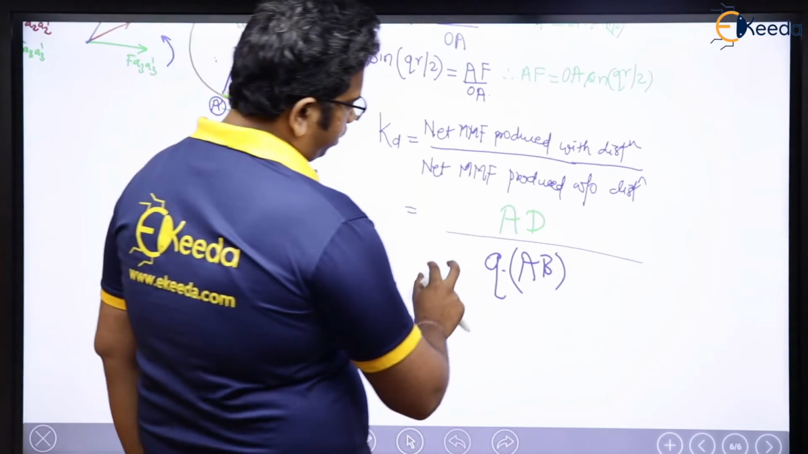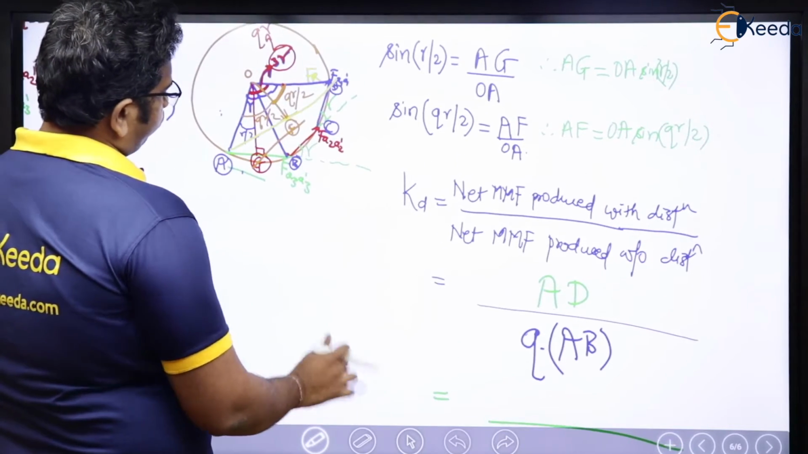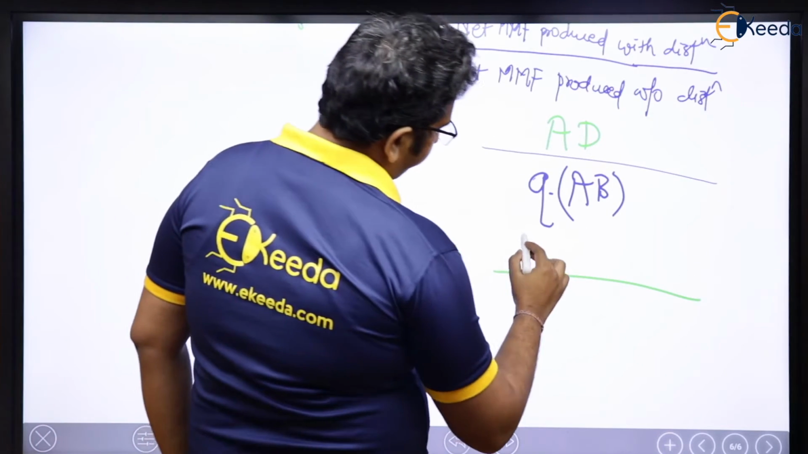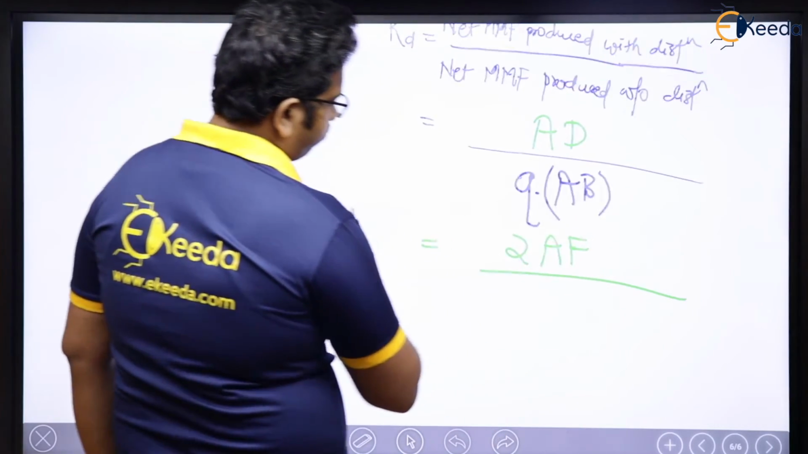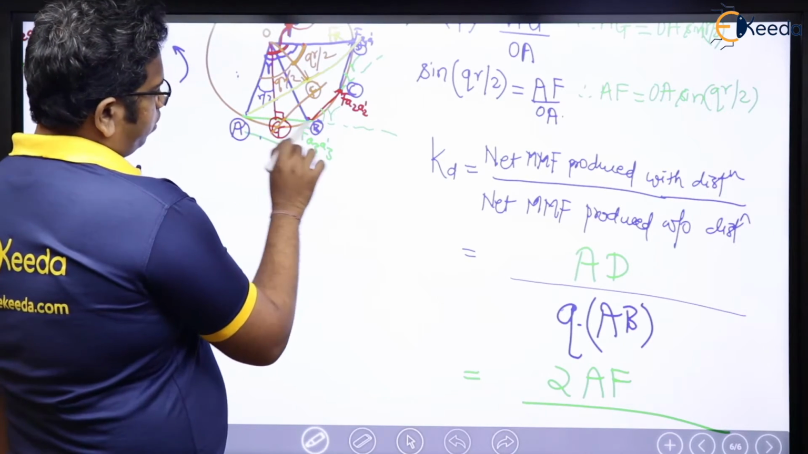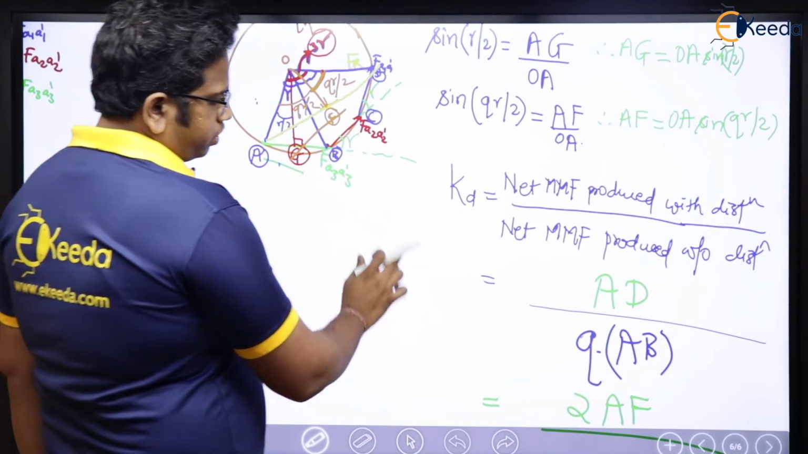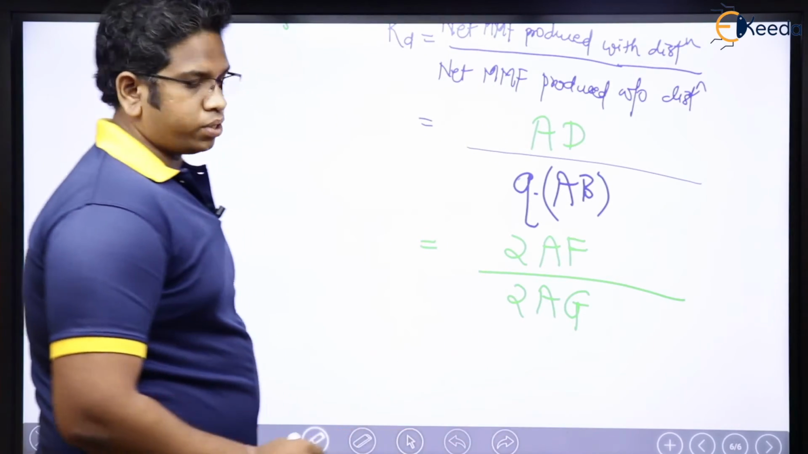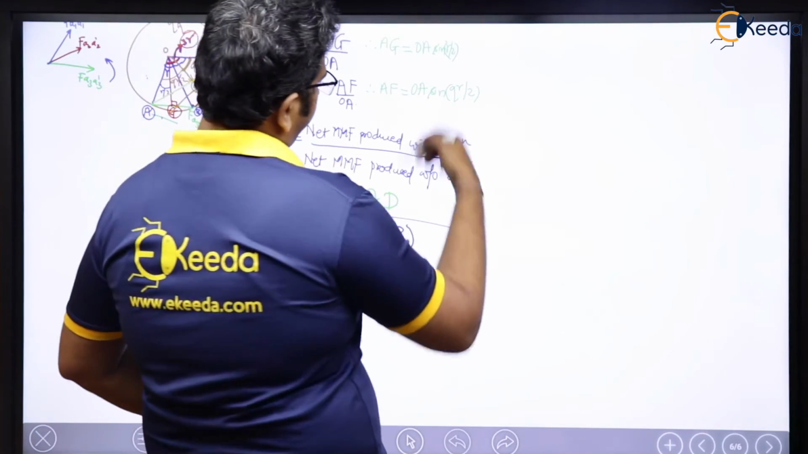So if it is AD, then what is going to happen? AD is going to be 2 times AF, because of the perpendicular bisector. Whereas if you think of AB, this is AB, and AB is 2 times AG. So let me just consider it as 2 times AG. Now just replace AG here and AF here. It is a very small derivation.